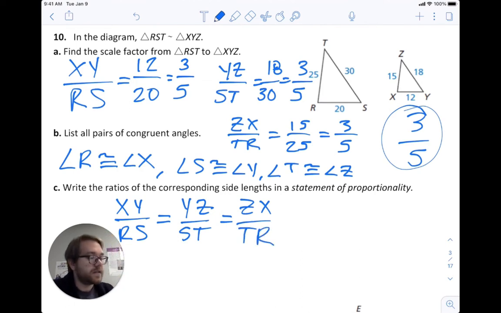And that's what a statement of proportionality is, just writing out which are the corresponding side lengths and whether they are actually proportional to each other. And we did verify that up here in A when we found they all had a scale factor of 3/5, or a common ratio of 3/5. So if you know that they're similar, that's what you can identify as their common scale factor, their ratio, which angles are congruent, and then which sides are corresponding in their statement of proportionality.